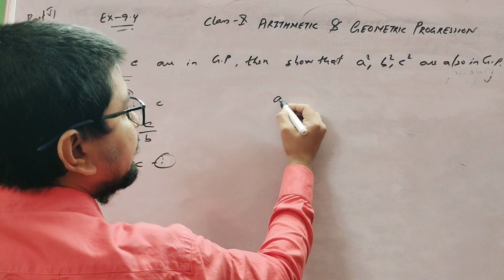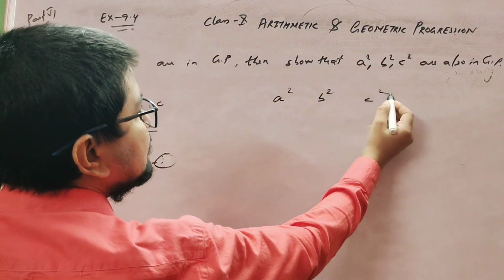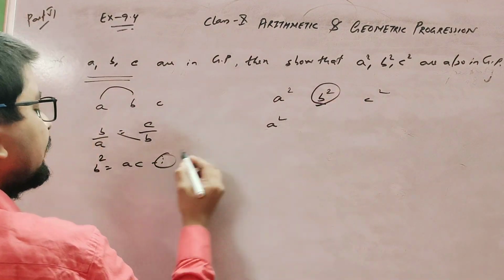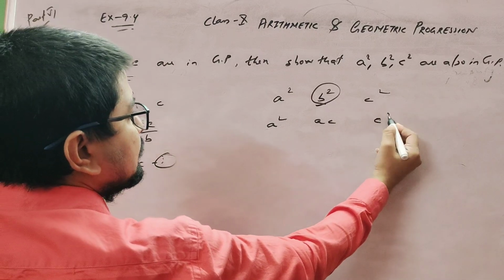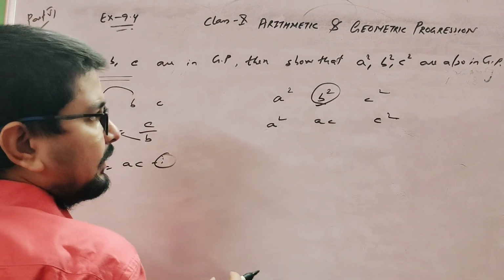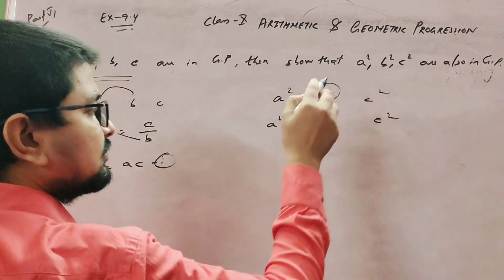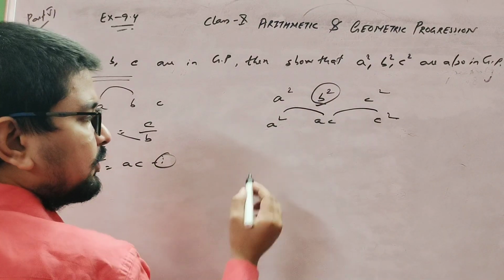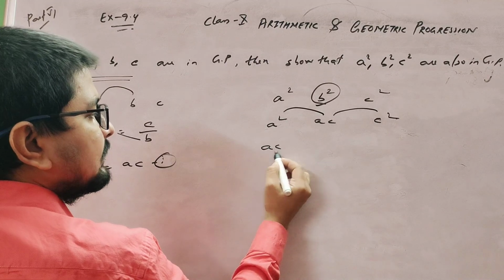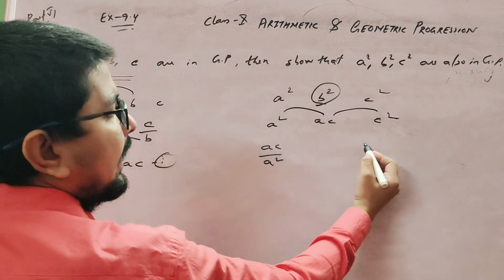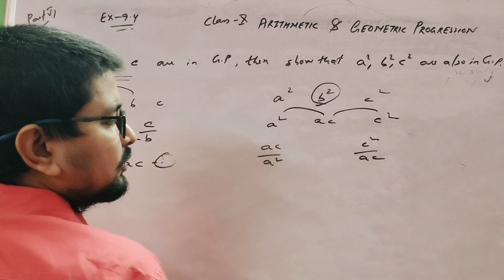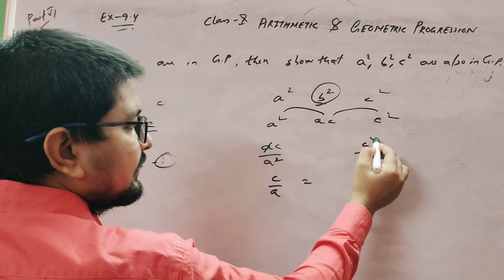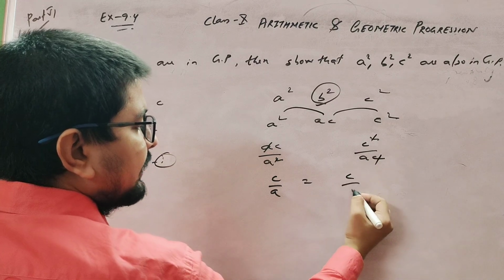Now this one is given, A square, B square, C square. So A square, in place of B square we write down AC, C square. If this one is GP, that means the ratio between these are also equal. So we write AC by A square and C square by AC. You see A cancels, so we get C by A, and here C and C cancel, so you get C by A.